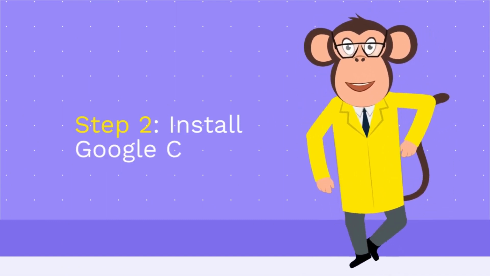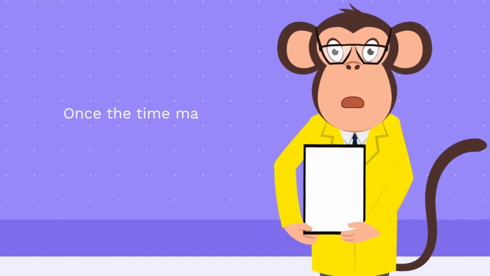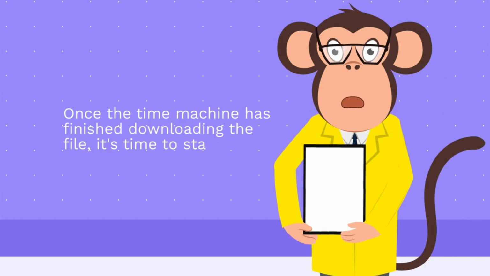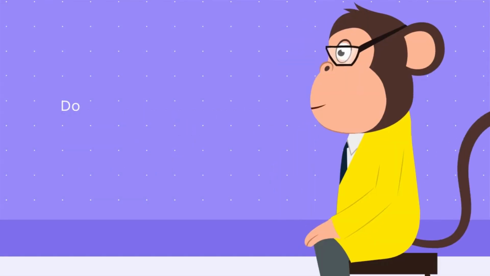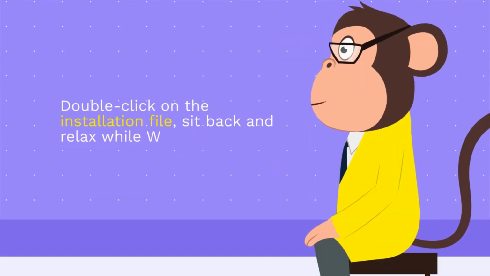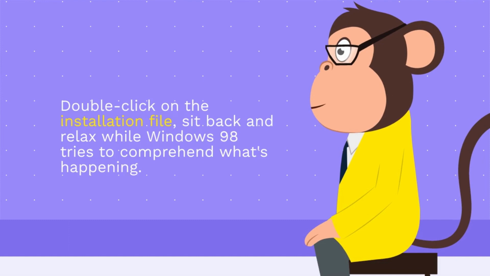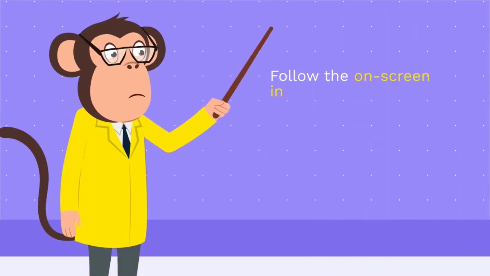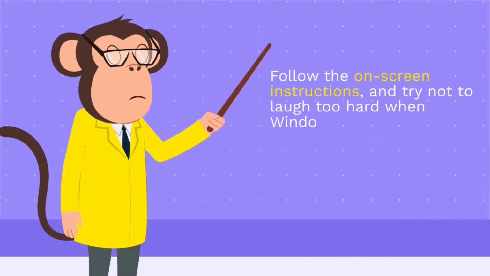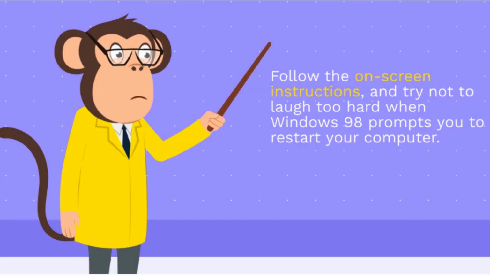Step 2. Install Google Chrome. Once the Time Machine has finished downloading the file, it's time to start the installation process. Double-click on the installation file, sit back and relax while Windows 98 tries to comprehend what's happening. Follow the on-screen instructions, and try not to laugh too hard when Windows 98 prompts you to restart your computer.